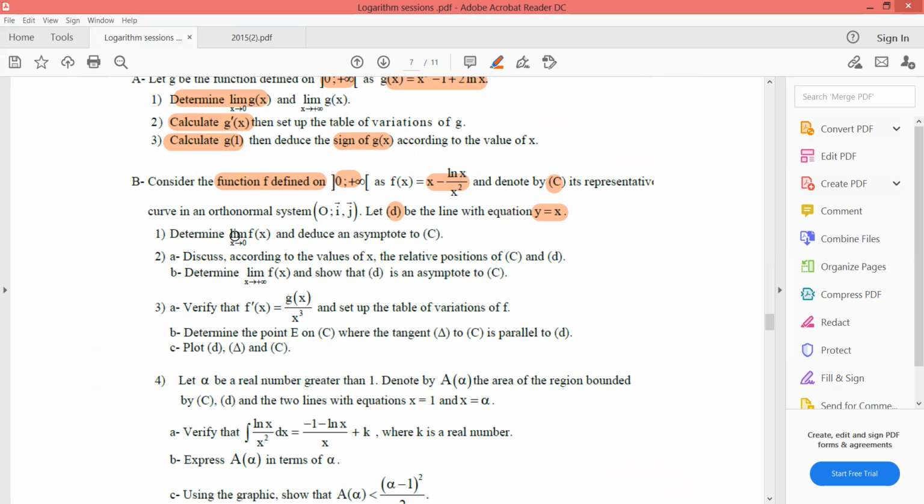Determine the limit of f(x) as x tends to 0. How much is the limit of f(x) as x tends to 0? If we replace x by 0 here, what do you get? How much is ln 0? Minus infinity. Minus infinity over 0 squared, 0 plus, what do you get?